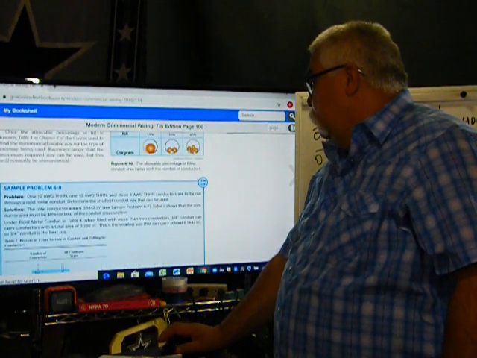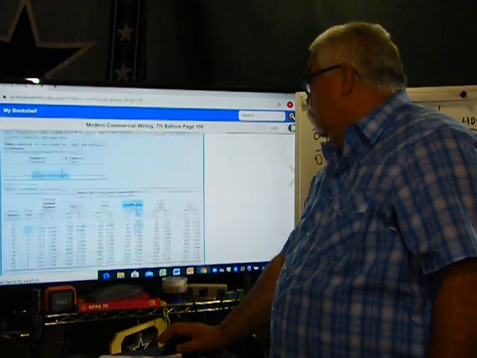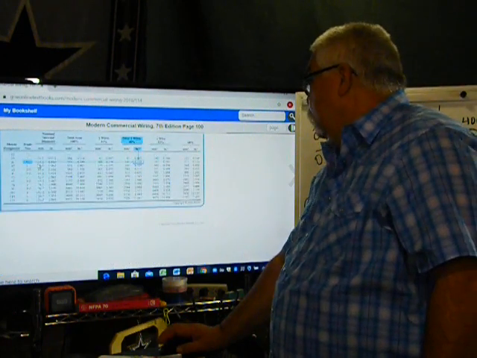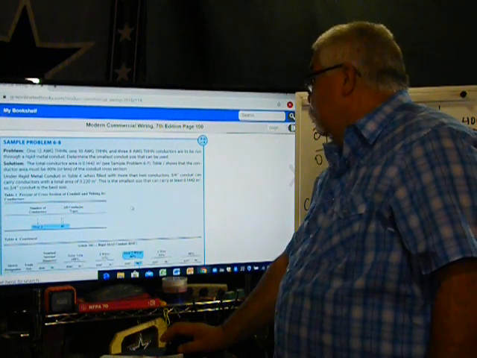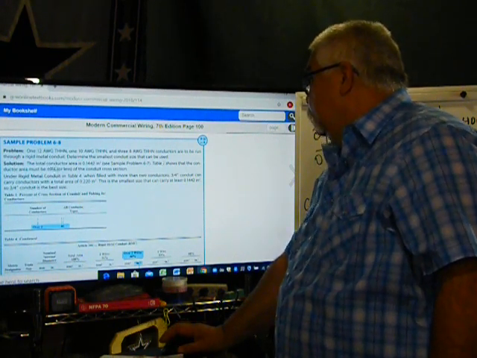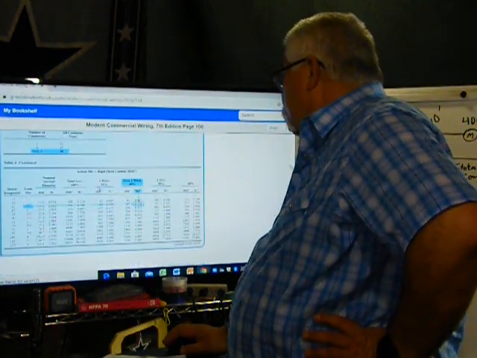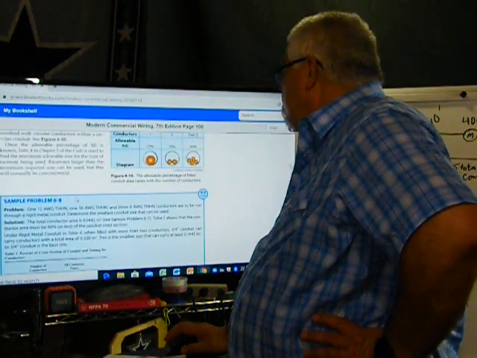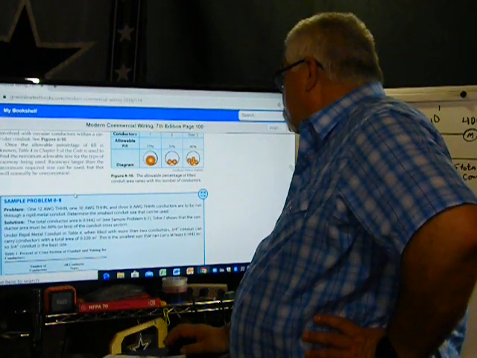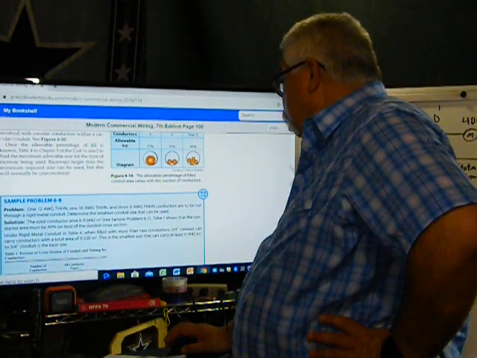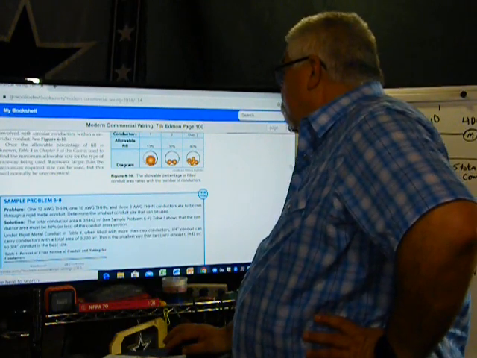So here they're showing 112 TW and 1 number 10 and 3 number 8s. So it came over here, the conduit. You go to Table 5. Oh, what is the thing? It's 40%, so I need over 2 wires. This total conductor area is 1.442. See sample problem 6-7. Go back a bit.